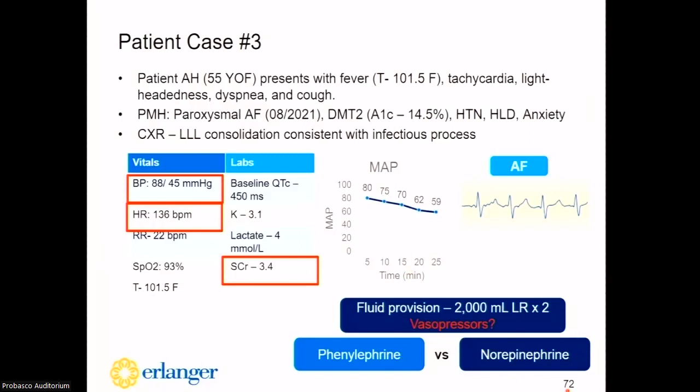We do have stronger guideline recommendations for norepinephrine in septic shock. However, if we're trying to avoid that beta stimulation, phenylephrine might be the better choice.